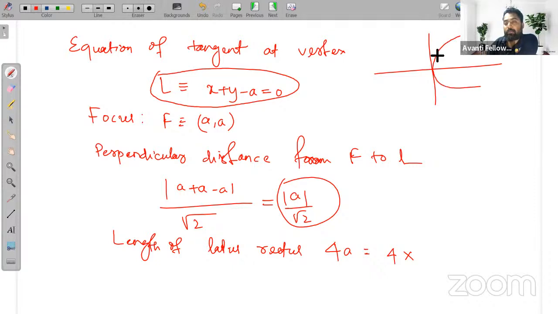this is your tangent at the vertex. So this point is given as (a, a). Then what will be the length of the latus rectum? In general, we know the length of the latus rectum is 4a when the parabola is given as y squared is equal to 4ax.